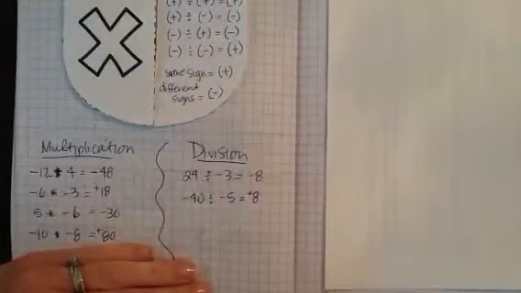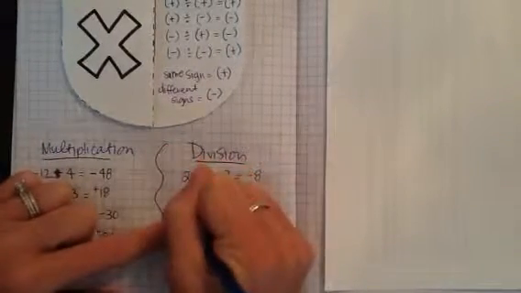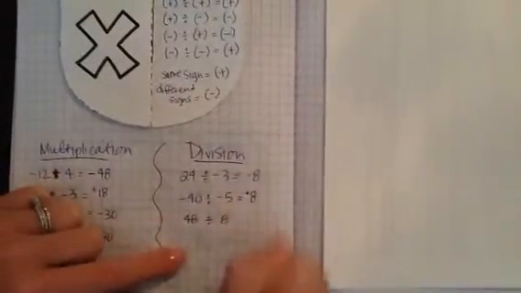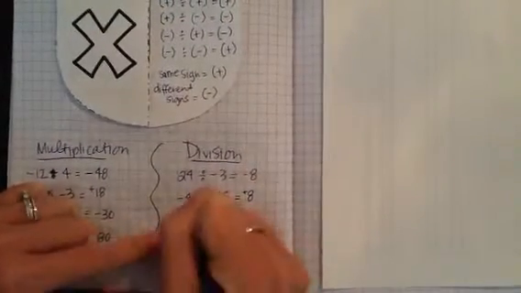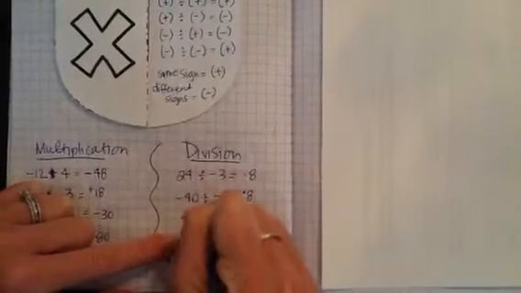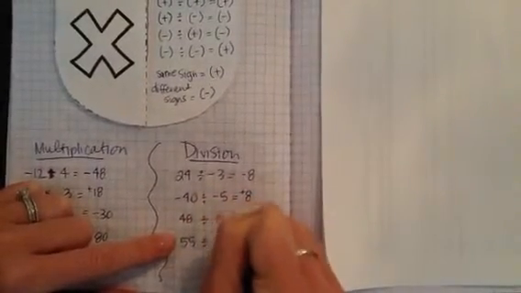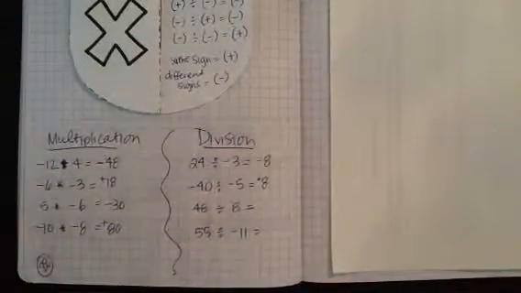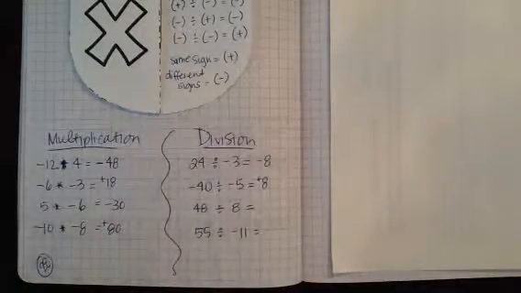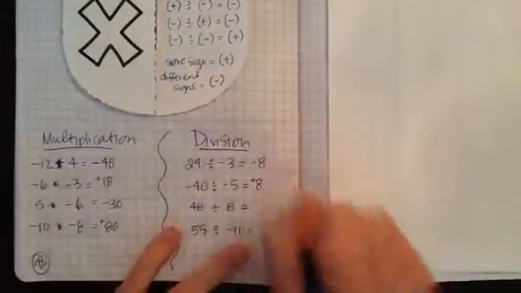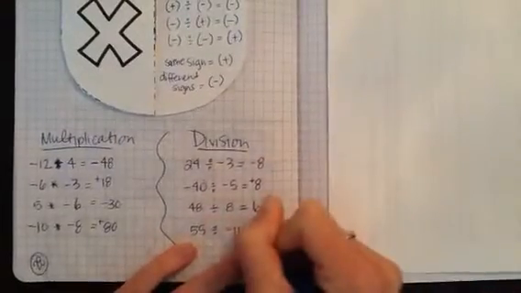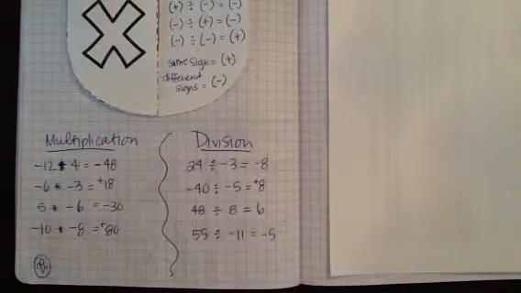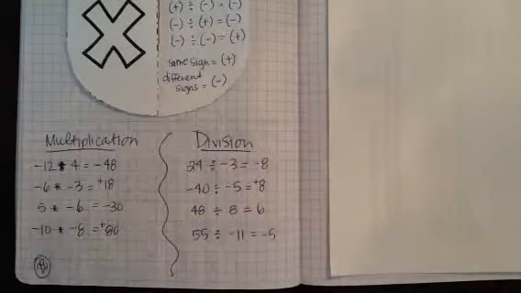I'm going to give you a couple more. I want you to try them out and then check your answers. Okay, try them out. Pause the video, try them out, and then come back and check them out. Okay, so I'm assuming that you've done that. So 48 divided by 8 gives me 6, and 55 divided by negative 11 gives me negative 5. Okay, so these rules should be pretty easy compared to the addition and subtraction rules.